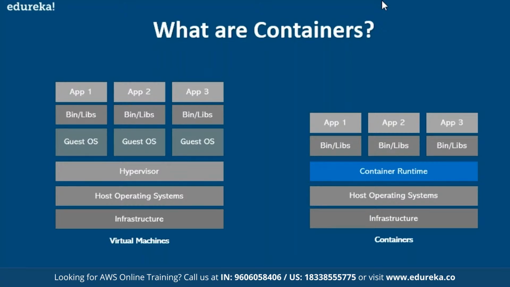So what used to happen in virtual machines? Just see here. We used to have an infrastructure, a host operating system and a hypervisor. Hypervisor is a software layer between the connectivity of the application and the host operating system. And we used to have a guest operating system. So suppose you are working on a virtual machine, you will always have a guest operating system, on top of which the bins and libraries are attached, on top of which your application runs.